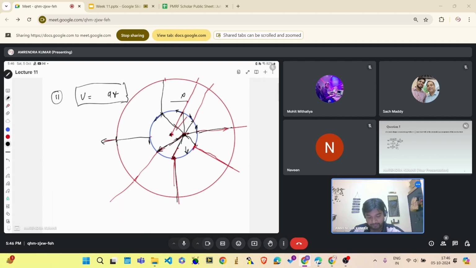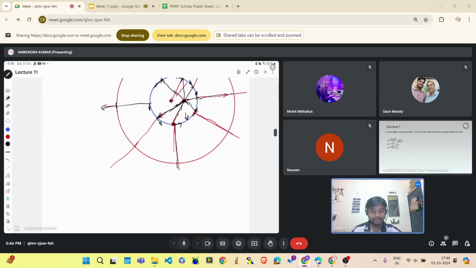field components at every point, and that is perpendicular to what? R cap. R cap is what? This is the radially outward direction. So we need to know what is the E perpendicular, that is perpendicular to R cap.